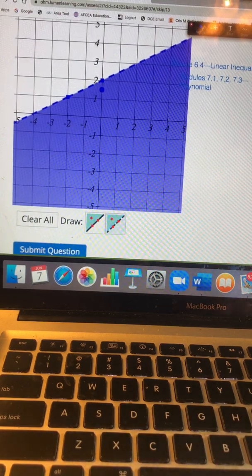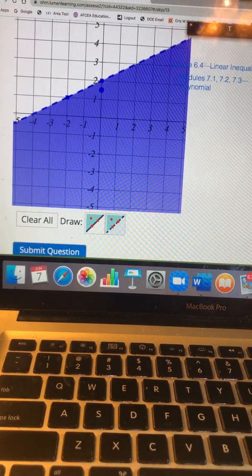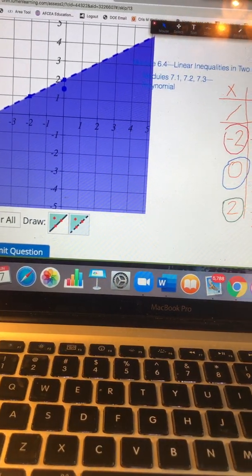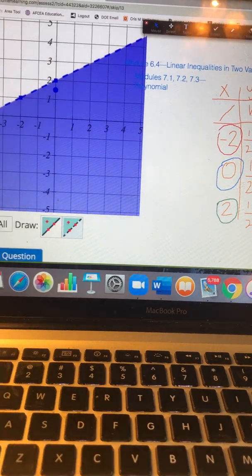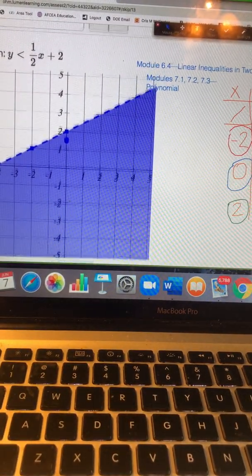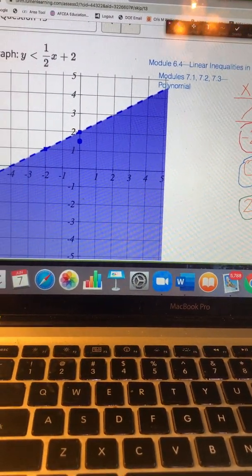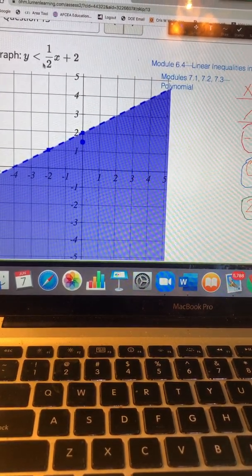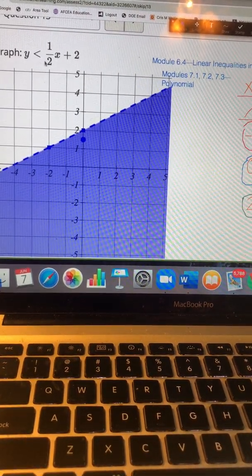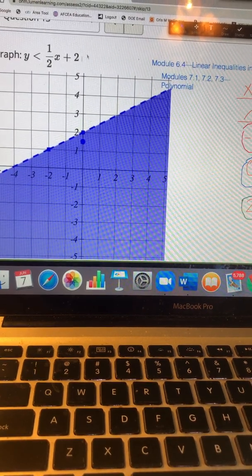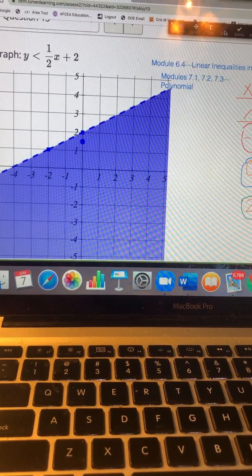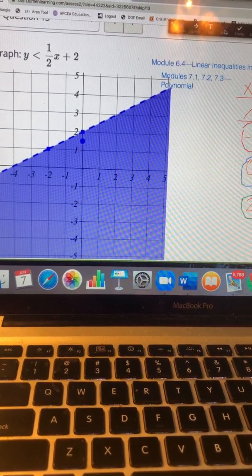And so why do I shade below? Well, if you go back to our original problem, it says less than. So if you're less than, that means you're shading below. But there's another reason that I actually want you to think about. Why do you shade below?